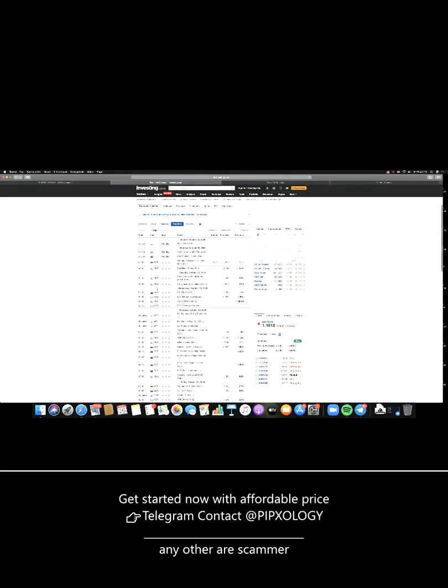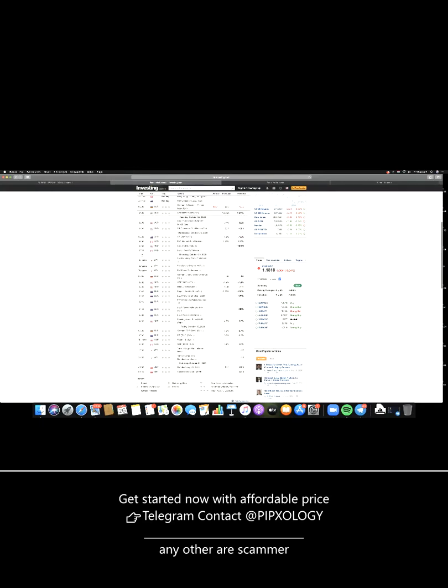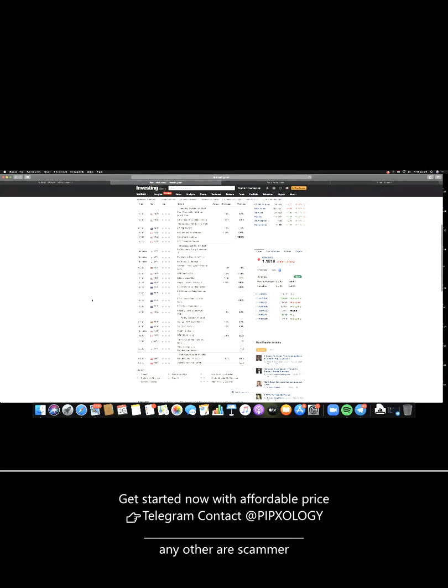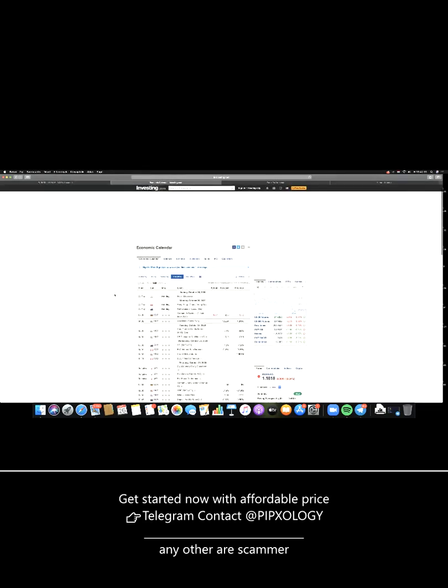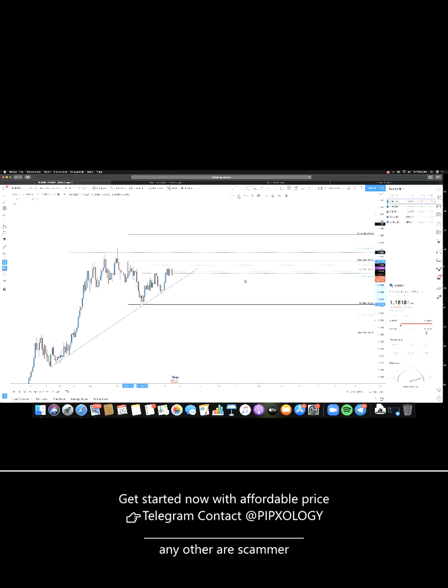So if you have a running position on USD, AUD, Canadian dollar, or JPY, you need to keep your eyes on the economic calendar, because the high impact news can move the price really strongly. So always protect your capital, and if you have nice profit before the news comes out, take some.